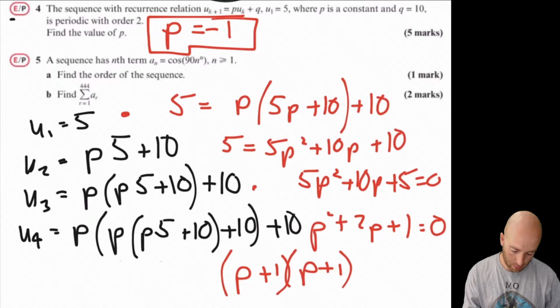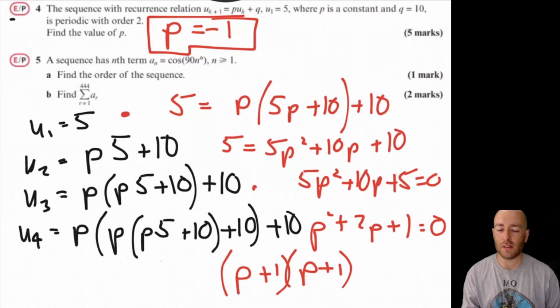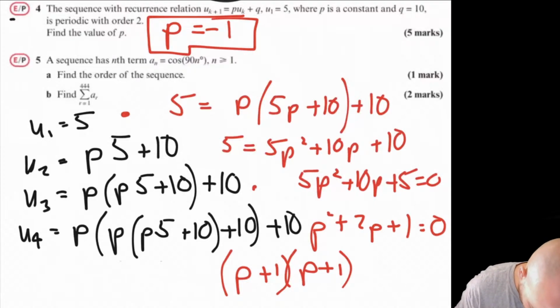Is it really periodic with order 2 then? I make it periodic with order 1, but I think all the terms are actually 5. Yeah, to be honest, I think every term is 5, but whatever. No, not a great question.